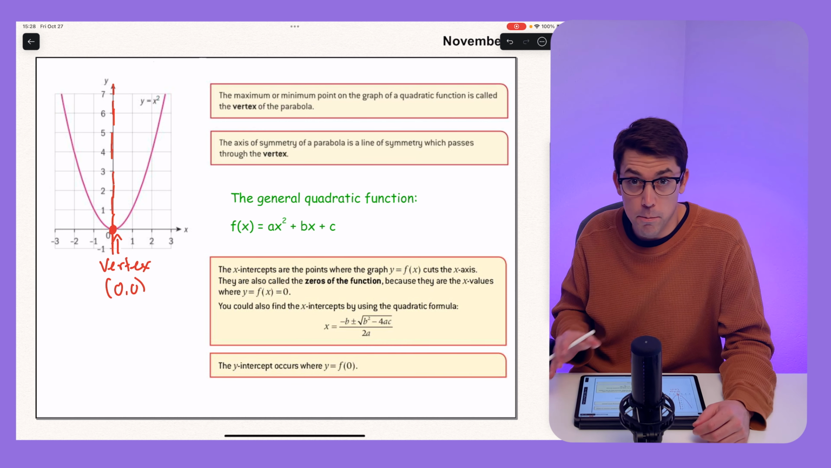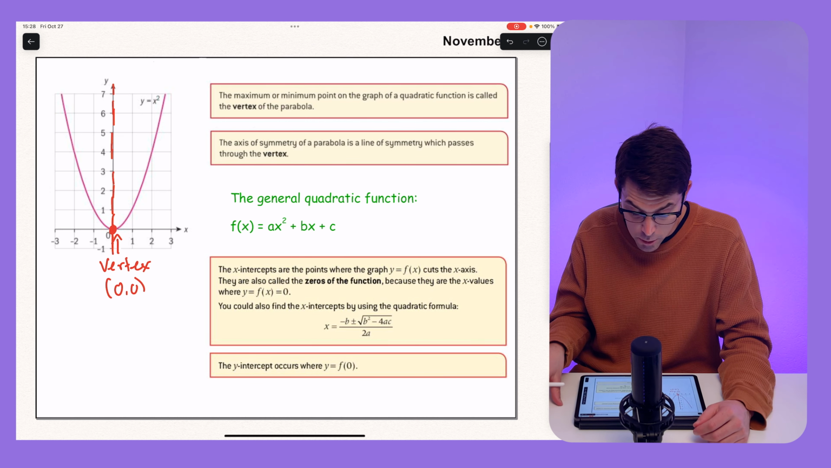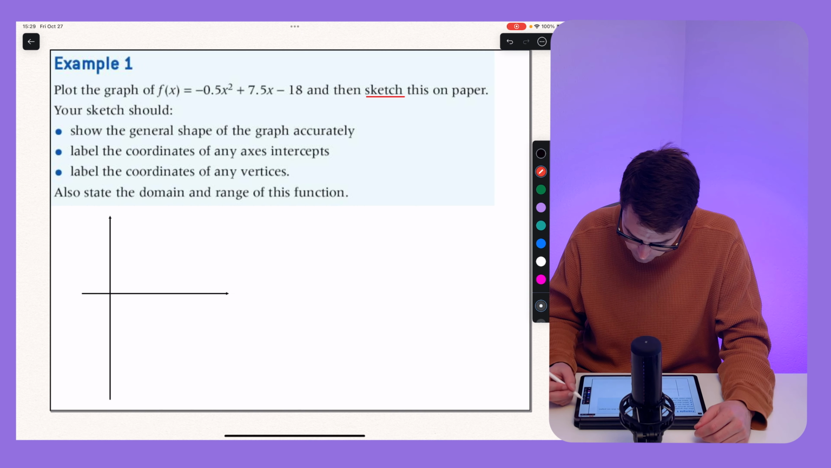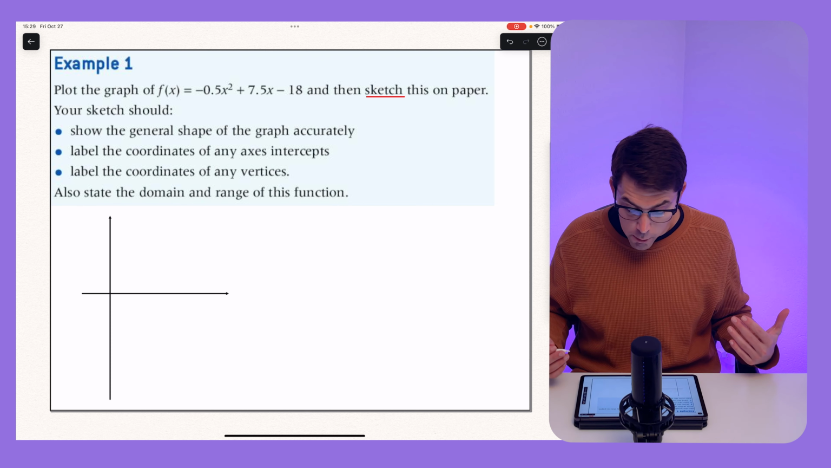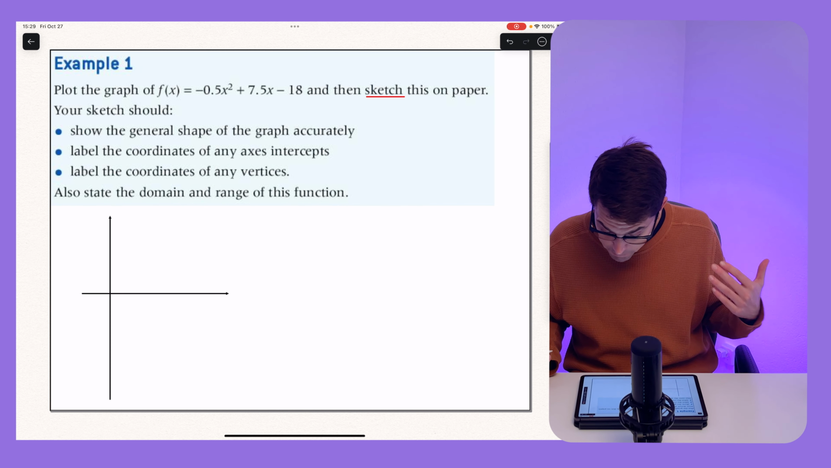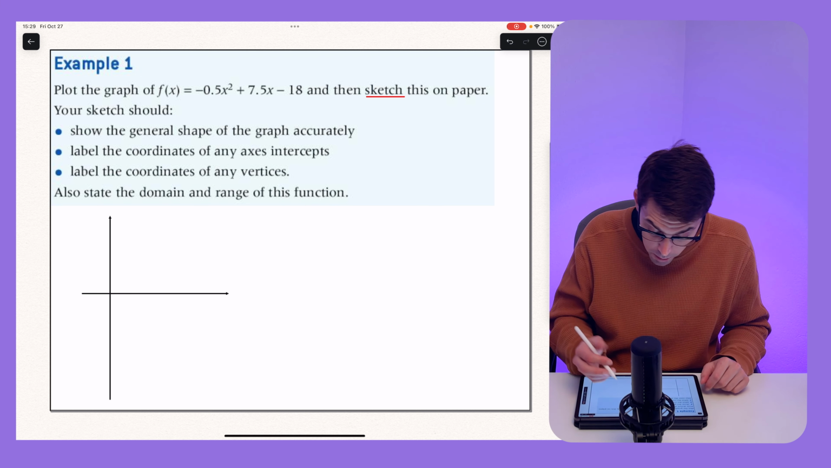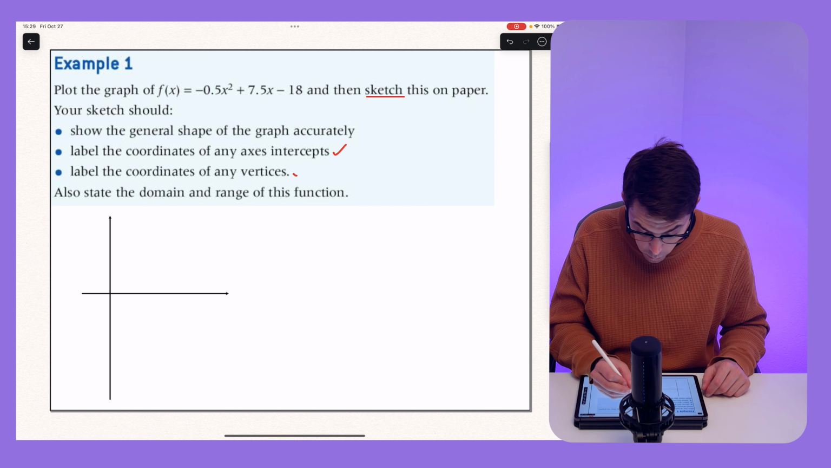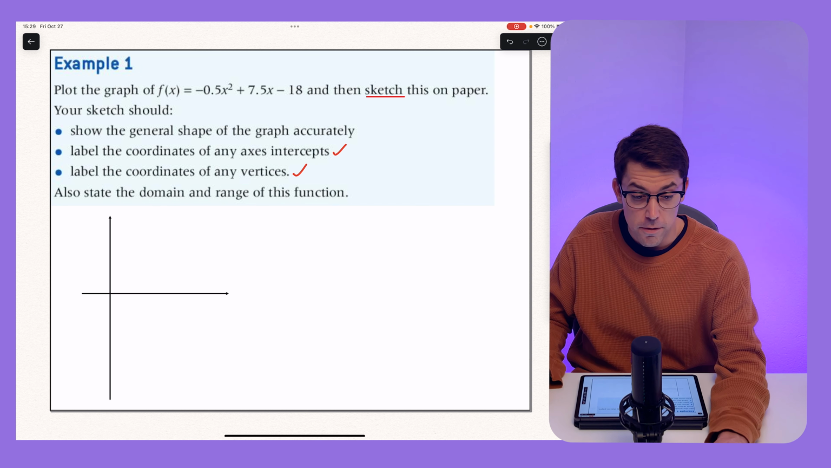So let's take a look at some problems and see how we can use the axis of symmetry as well as the vertex to sketch and solve a couple problems. So I'm tasked with plotting the graph of negative 0.5x squared plus 7.5x minus 18. Sketched on paper, we want to show the general shape accurately, label the coordinates of any axes intercepts, as well as label the coordinates of any vertices.